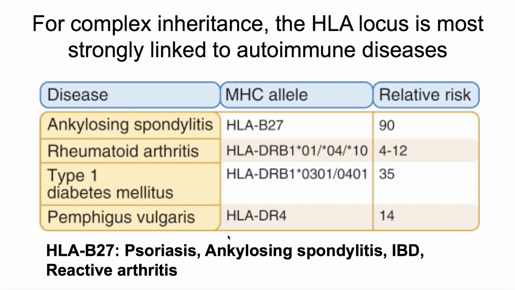But there are a few diseases that are linked to MHC class 1, and particularly this allele of MHC class 1, HLA-B27. It is linked to ankylosing spondylitis, psoriasis, inflammatory bowel disease, and reactive arthritis. And so whereas I won't hold you responsible for all of these other MHC alleles, you should remember HLA-B27 because it is used diagnostically for these diseases. And as shown here, is a really strong contributor to relative risk.